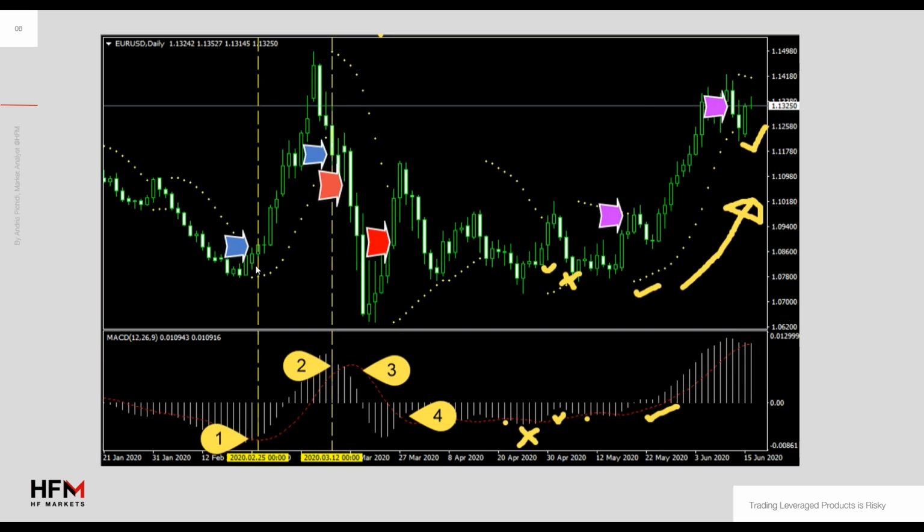The Parabolic SAR dots are below the price. Does anyone know what it means if the Parabolic SAR is below the price action? Does anyone know? Come on, it's easy. Buy, uptrend. Correct, everyone. Thank you very much.